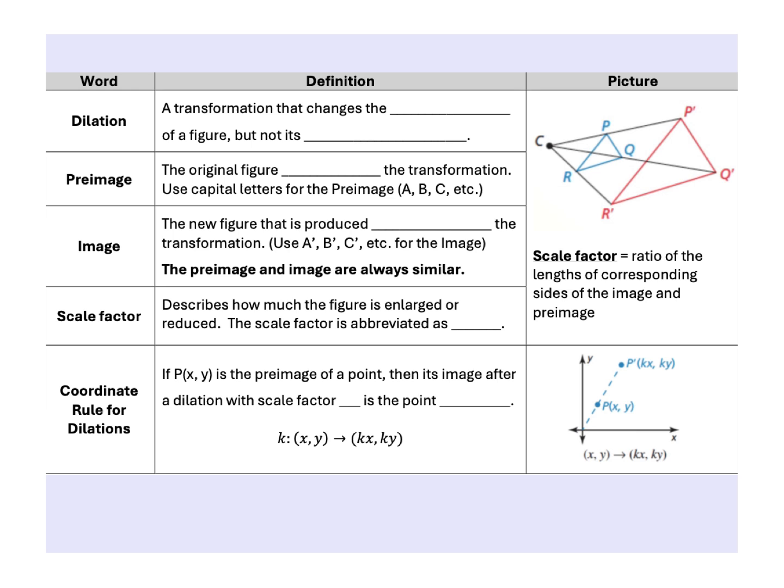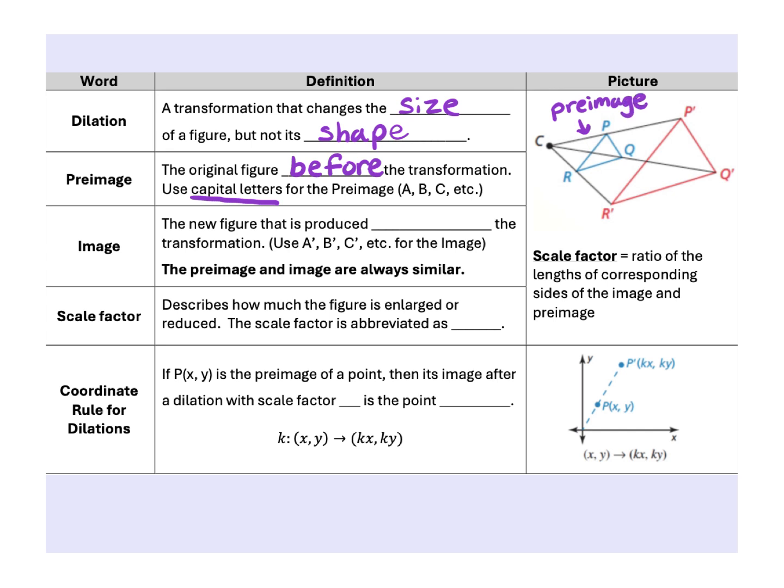First, what is a dilation? A dilation is a transformation that changes the size of a figure, but not its shape. The original figure that we start with before we apply the transformation is called the pre-image. And the pre-image is always labeled using capital letters, like A, B, C, or in our picture over here, it is P, Q, and R. So the pre-image is what we start with.